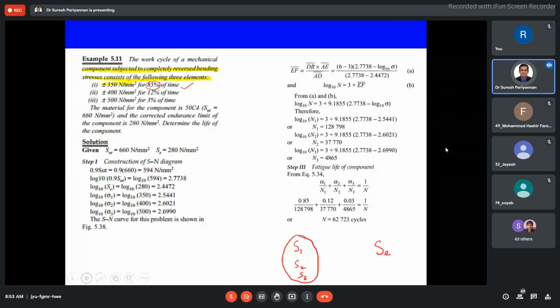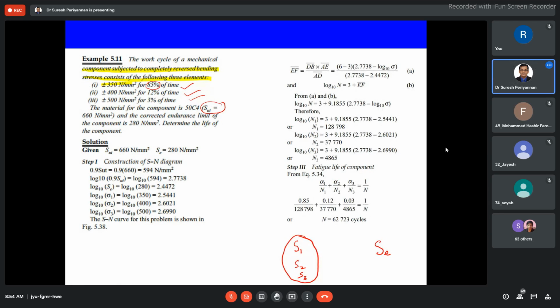Now this is 85% of time, alpha 1. 85% of the time the material is subjected to 350 Newton per mm square. Then 12% of the time the material is subjected to 400 Newton per mm square stress amplitude. And 3% of the total time, the material is subjected to 500 Newton per mm square. Now the material SUT is 660 Newton per mm square. This is a standard. We cannot go beyond that because this is the plastic region.